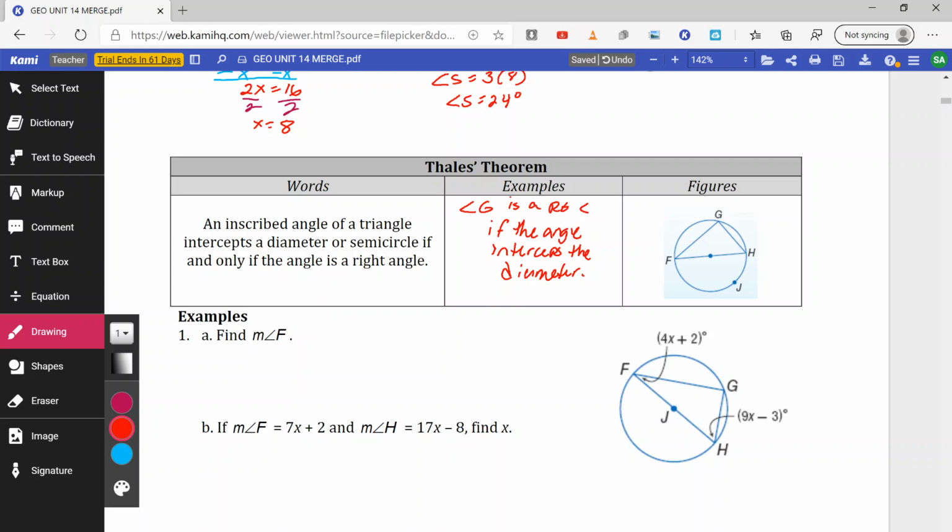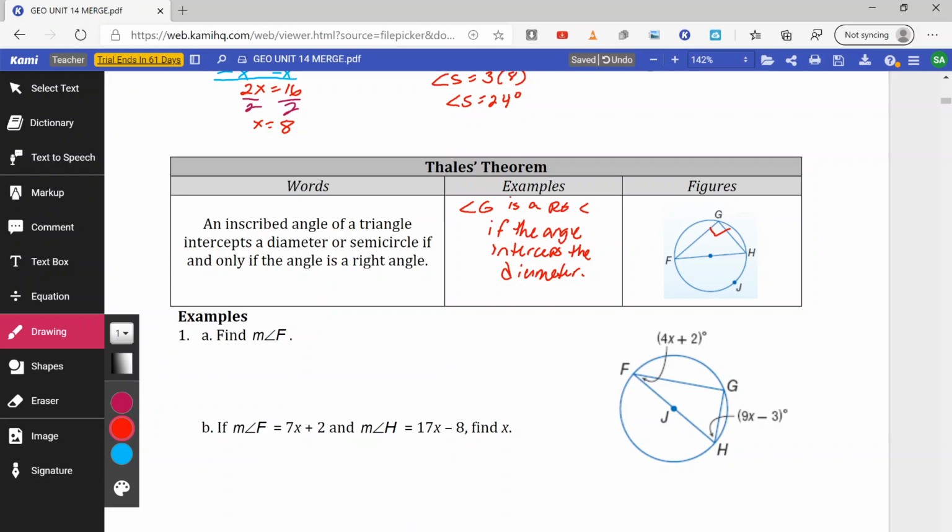And we can usually tell it's running through the diameter because they typically label the center with a point and a letter as well. So in this case, they gave a point in the center here, and FH runs through it. So we can say that is a diameter. What this would mean is we have an inscribed angle at G, and it creates a triangle. Therefore, angle G is a right angle.